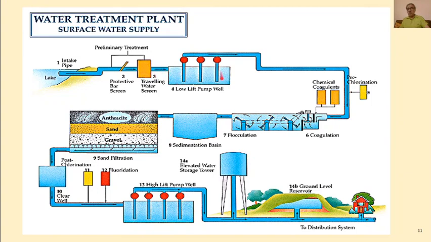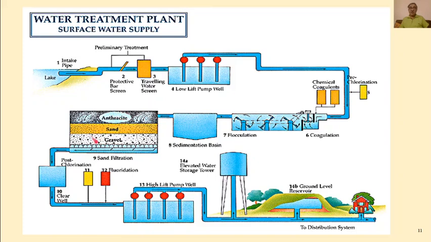the traveling water screen, this is passed on to the well, and from the well it is lifted with the help of a pump for pre-chlorination. After pre-chlorination, some chemical coagulants are added to remove further impurities. Then after coagulation we do flocculation of the suspended matter. After flocculation, this somewhat pure water is passed on to the sedimentation basin, and from here impurities are removed in the form of sludge.